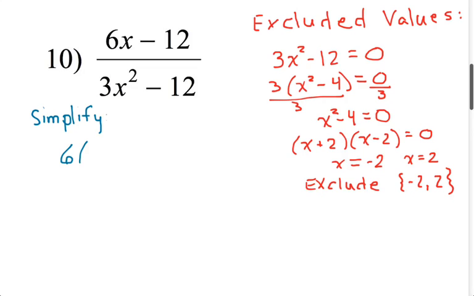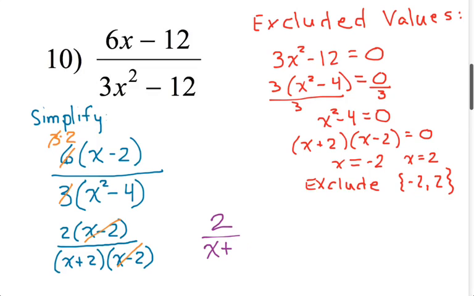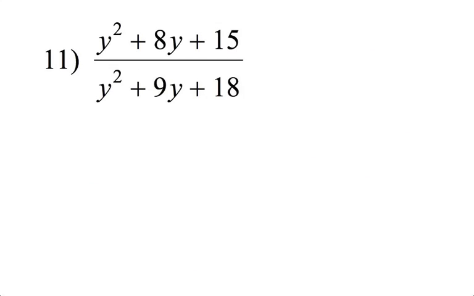Now we're going to simplify by factoring, and then divide out the common factors. X squared minus 4 factors again, so we factor it again. Once everything's divided out, we write our final answer in simplest form, remembering that that's only equal to the original expression if we exclude -2 and 2. Another example.